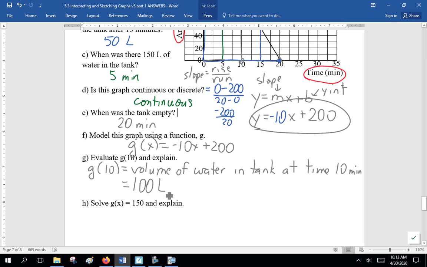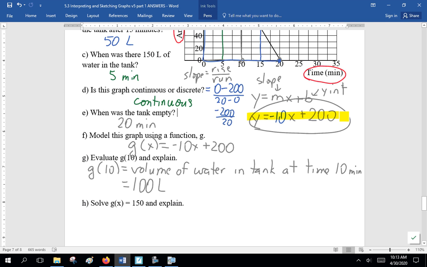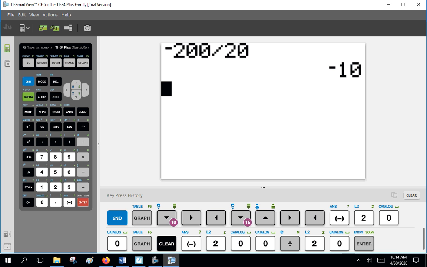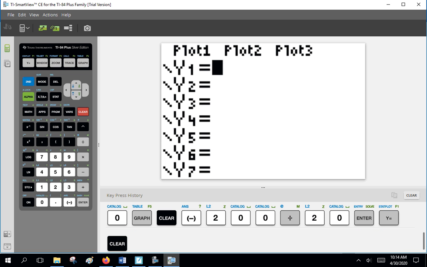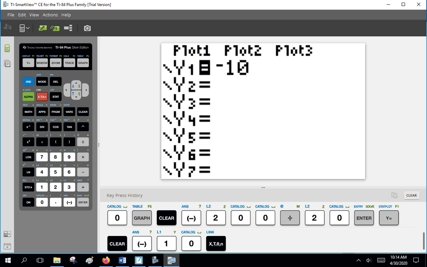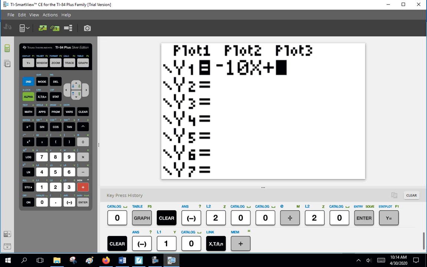But the reason I did this equation is so I can have Mr. Graphing Calculator do the work and check my work for me. So grab your graphing calculator. Let's graph this. Y1 equals minus 10x plus 200. Sorry, wrong number, I'm getting old.